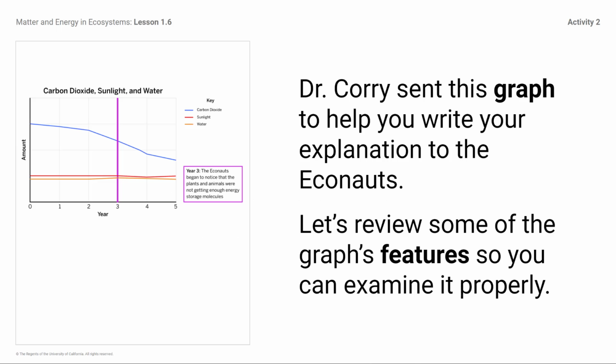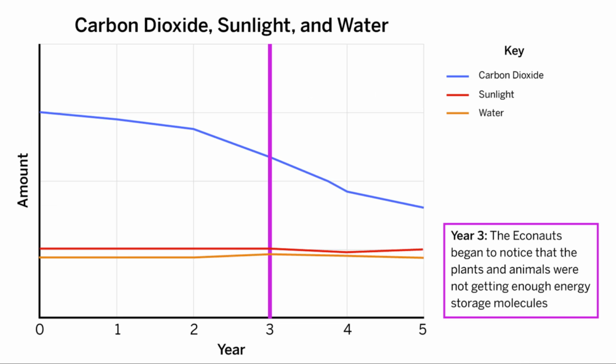Dr. Corey sent this graph to help you write your explanation to the econauts. Let's review some of the graph's features so you can examine it properly. The title indicates the graph is about carbon dioxide, sunlight, and water in the biodome. The key has different colors representing carbon dioxide, sunlight, and water. The x-axis is labeled year, which indicates this graph shows changes in the biodome over time. The y-axis is labeled amount, and that's for carbon dioxide, sunlight, and water in the biodome.